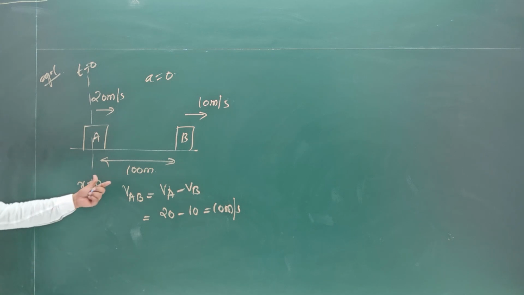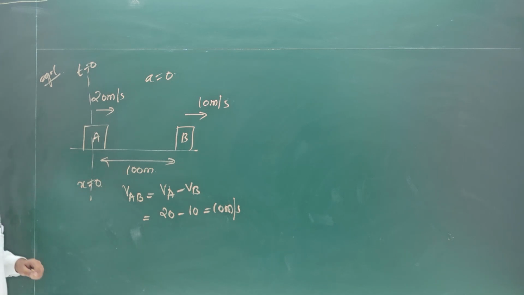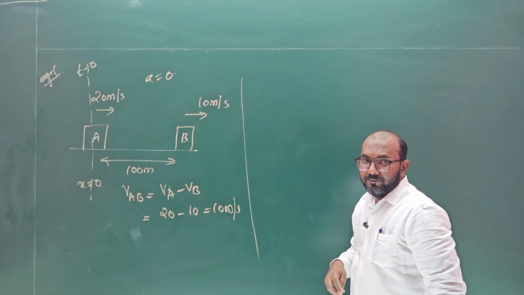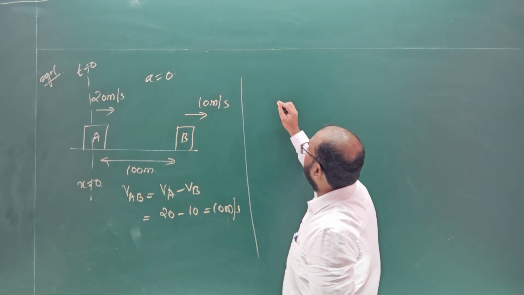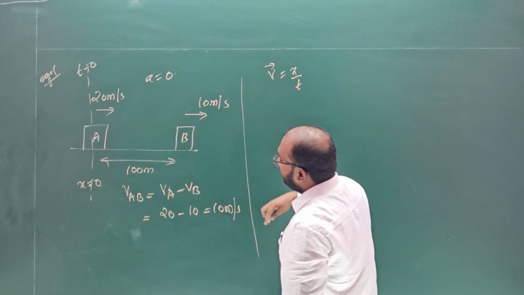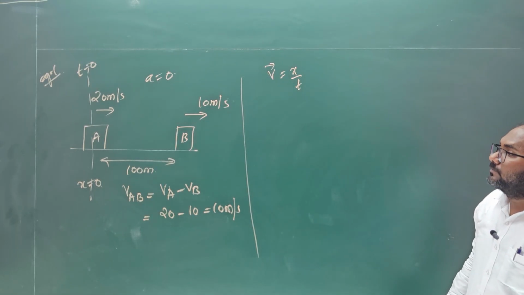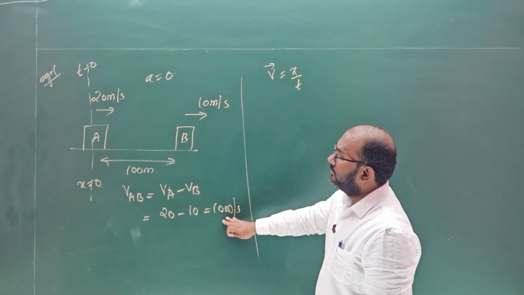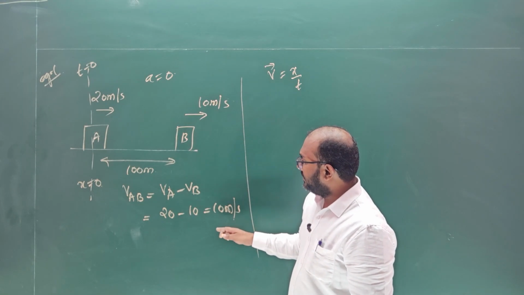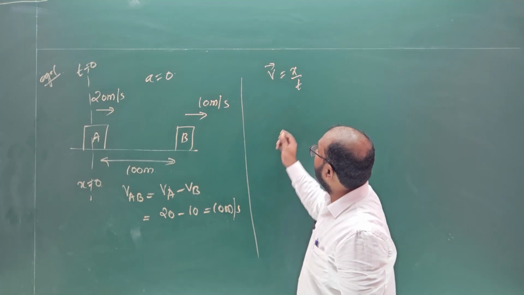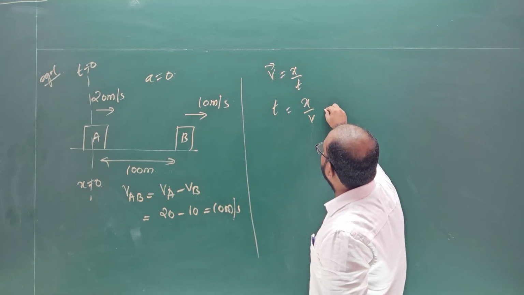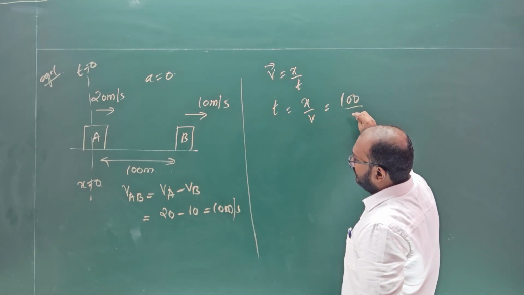Okay. What is the distance given? 100 meter. Achha, what is the formula you should be using when acceleration is 0? V = x upon t. Okay. Can I write like this? Now, what is the velocity we got? What is the displacement we have? 100. 100 is the separation and 10 is the velocity. We need to calculate time. So time can be written as x upon v, or this can be written as 100 upon how much?